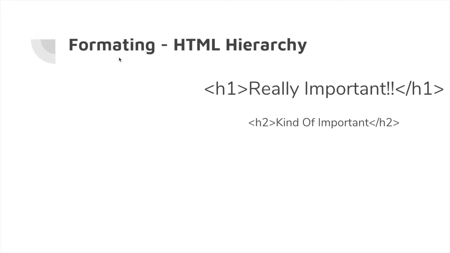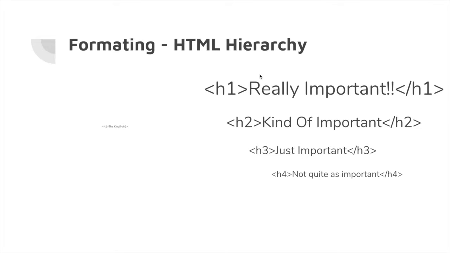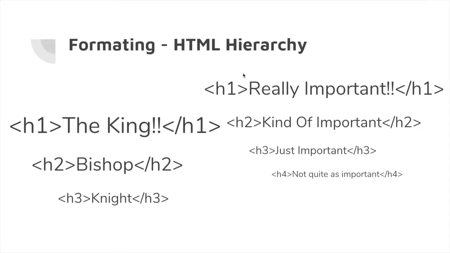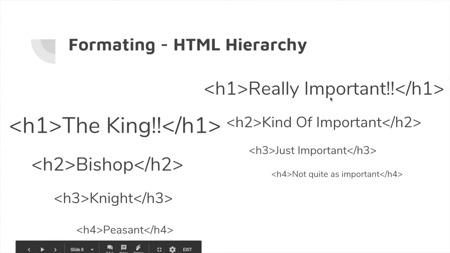So let's talk a little bit about that level of importance I talked about, and in HTML that is called semantics, or formatting, or hierarchy. All of those words mean pretty much the same thing. We have our really important thing here. We have the thing that's kind of important, which is a little less than this, and then we have just important, which is underneath of this, and then we have not quite as important. So as you can see, the really important things are going to be H1s, less importance are H2s, and so on down the line. That's how those headers will work, not by size, but by level of importance.